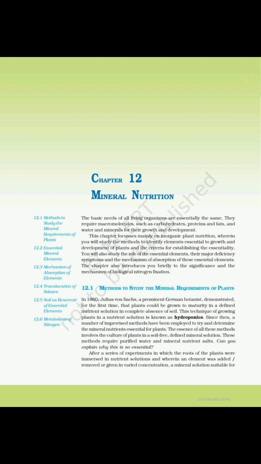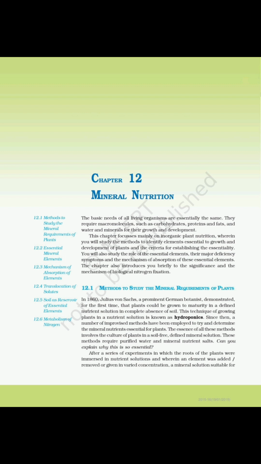In 1860, Julius von Sachs, a prominent German botanist, demonstrated for the first time that plants could be grown to maturity in a defined nutrient solution in complete absence of soil. This technique of growing plants in a nutrient solution is known as hydroponics. Since then, a number of improvised methods have been employed to try and determine the mineral nutrients essential for plants.